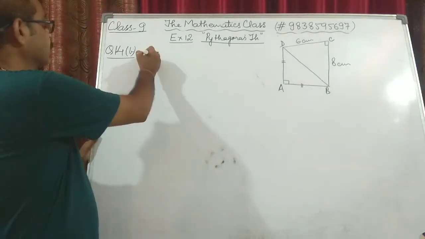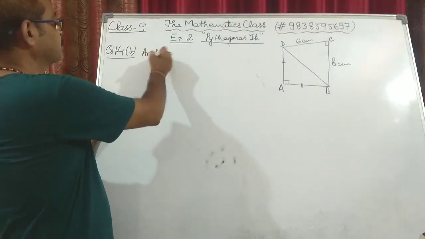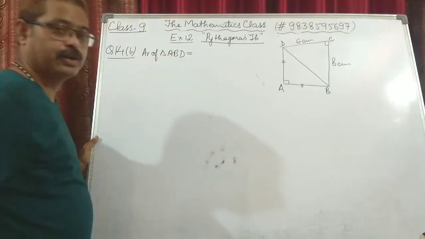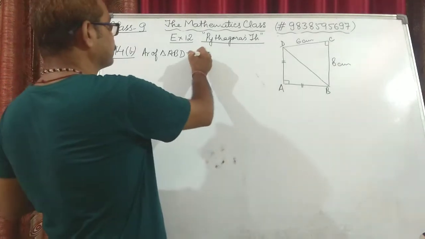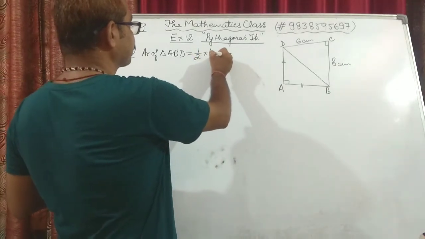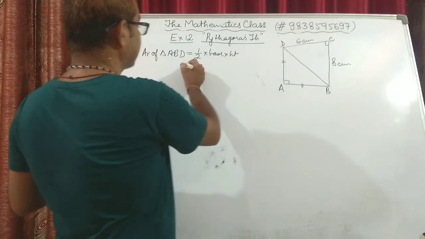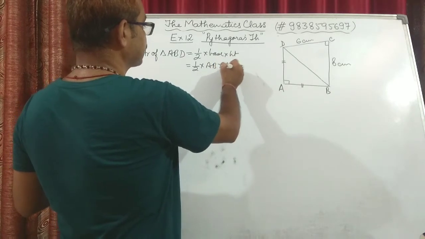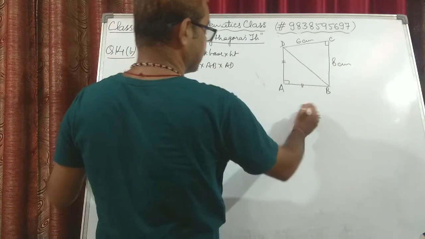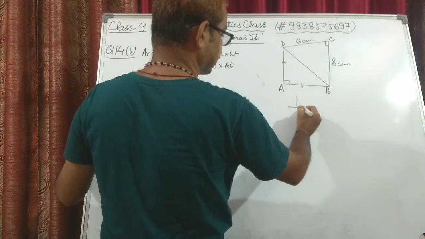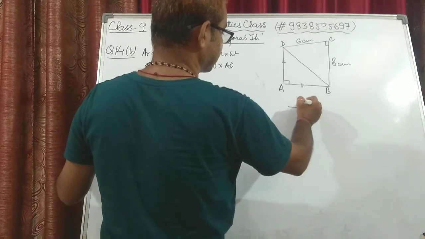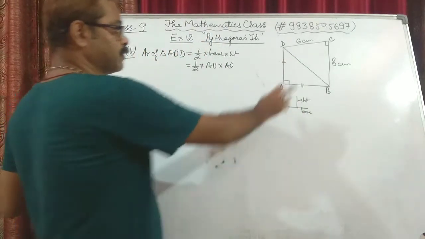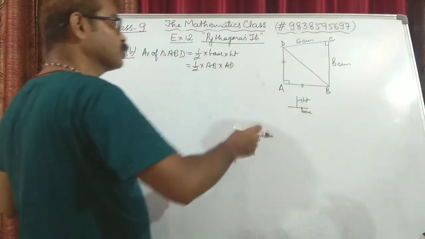We have to find the area of triangle ABD. We know that the area of any triangle is half into base into height, and in this triangle base can be considered as AB and height can be considered as AD because this is perpendicular like this. So this is height, this is base. It means AB and AD. So basically we have to find out AB and AD and both of them are equal.